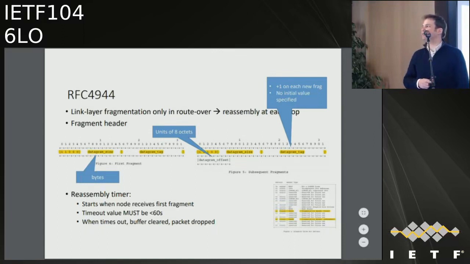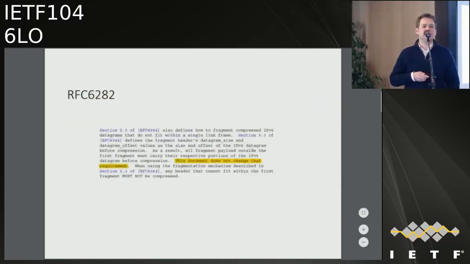RFC 4944 defines the fragmentation header and tells you basically how to cut a packet into little fragments and send it over to the next hop. There is a reassembly timer that indicates when that next hop needs to clear the packets being reassembled. So there's a reassembly that happens at every hop. RFC 6282 does not change that, so everything in 4944 is still valid.